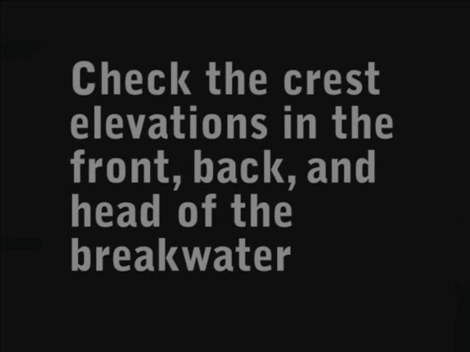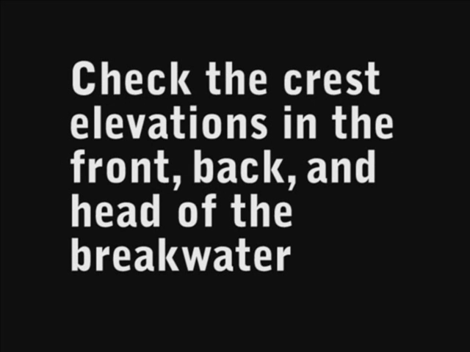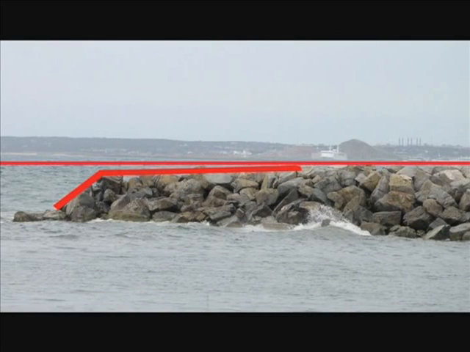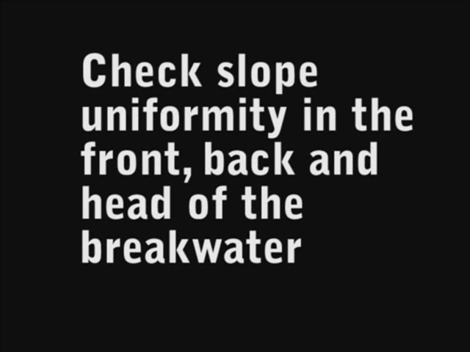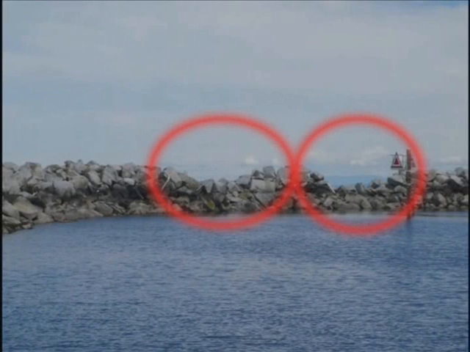The following is a list of components that should be inspected during operational visual inspections of breakwaters, and the possible damage to look for during the inspections. Check the crest elevations in the front, back, and head of the breakwater. Look for a drop in the crest height in the front or back. Check the slope uniformity in the front, back, and head. Look for a slump of the armor material on the front or head slope.